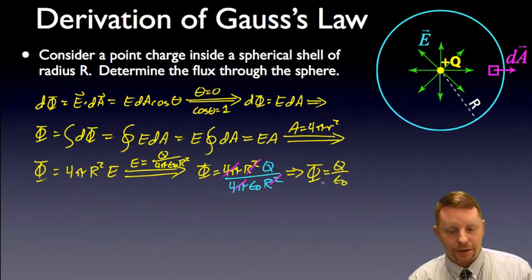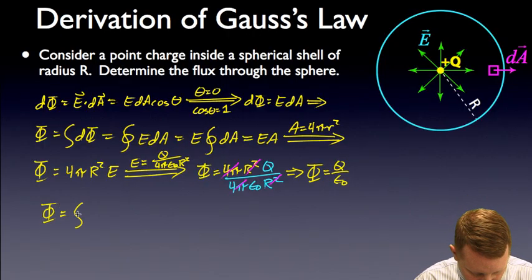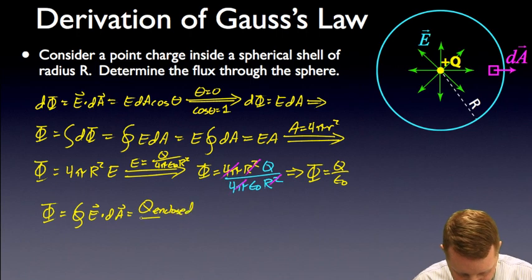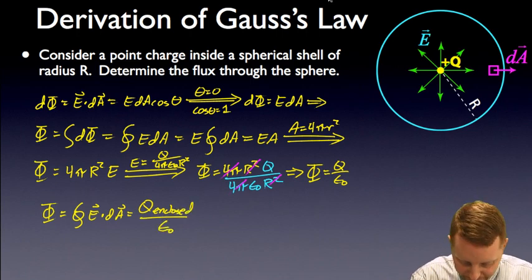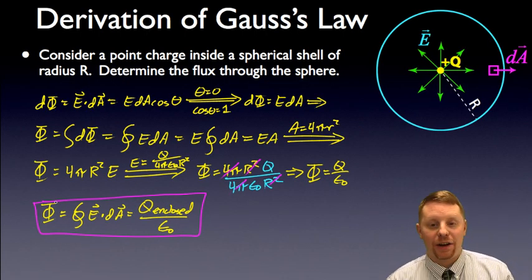So putting this all together, total flux phi is equal to the integral over the closed surface of E dot dA, which is equal to the total charge enclosed by that surface divided by epsilon naught. That's Gauss's law.